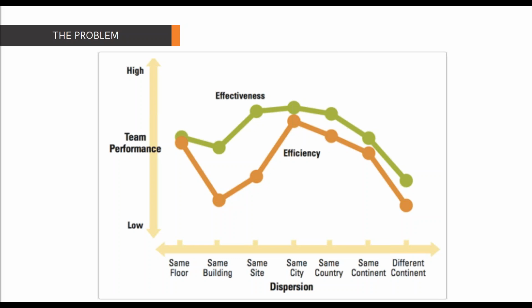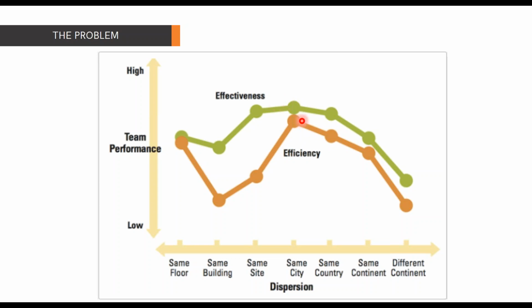You can see here the relationship between a team's performance and their dispersion. There appear to be two sweet spots. One is when everyone is on the same floor of the same building, so office tower on the same floor or in a little house somewhere working together. And the other one is when everyone is in the same city.